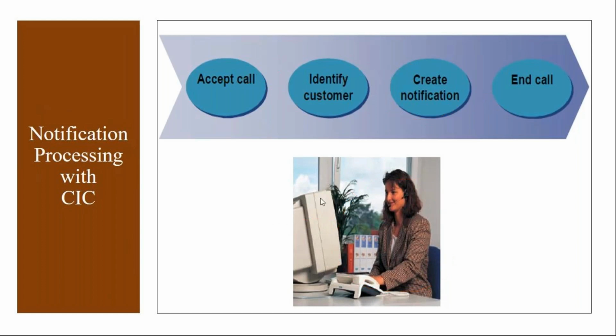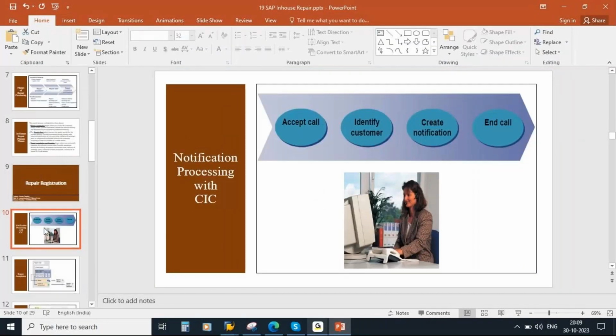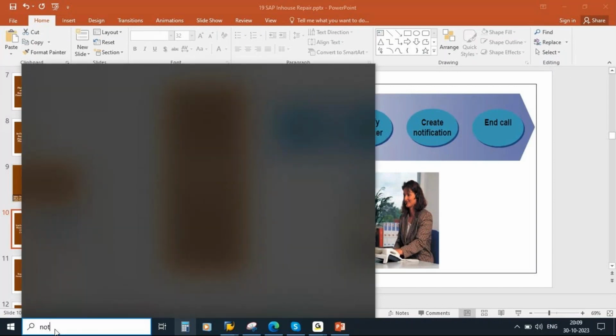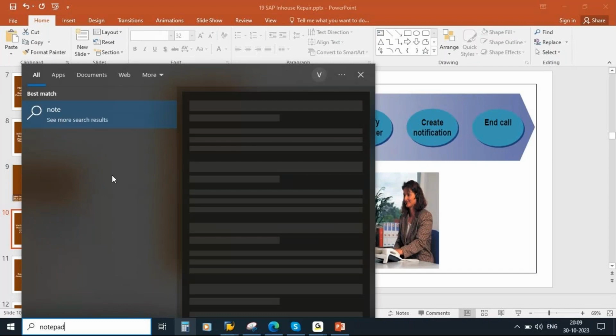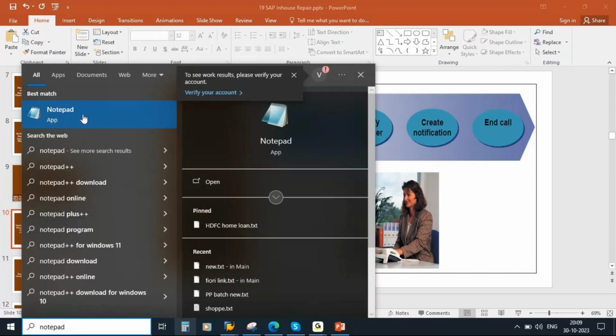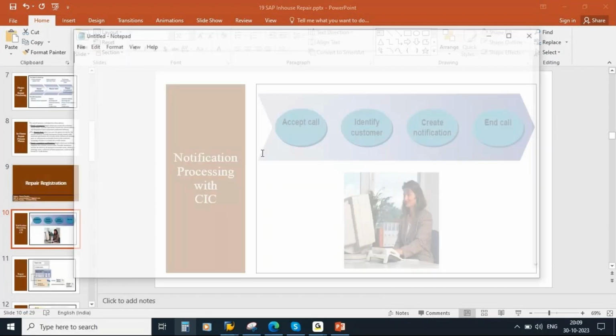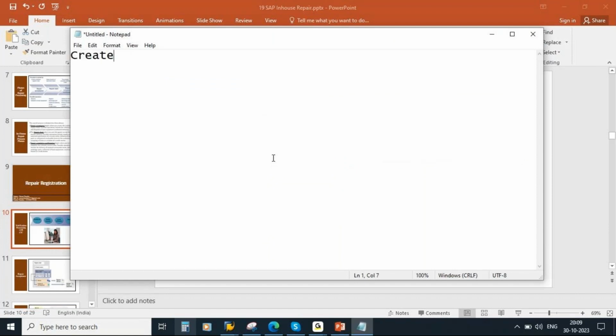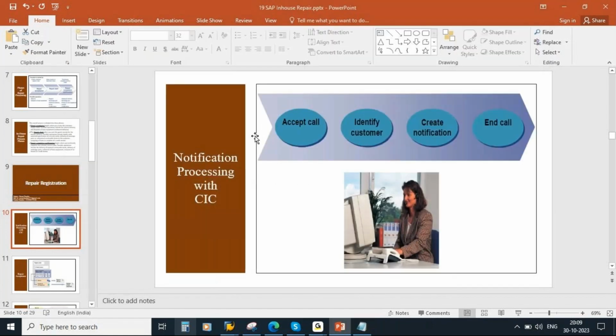So what I will do, I'll just create a notification. The first step as usual is notification. Let me put everything in the notepad. First step is create notification. The T code is as usual IW51. So let me go to the system and I'll create a notification.